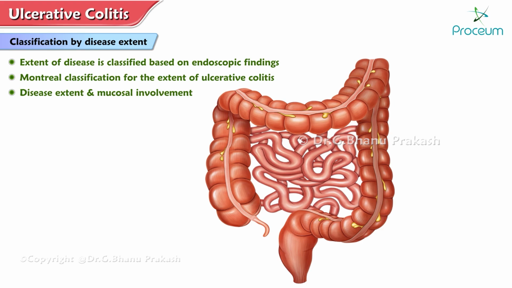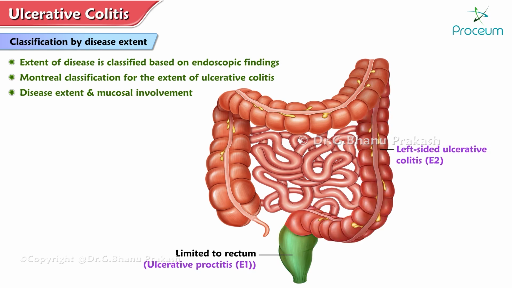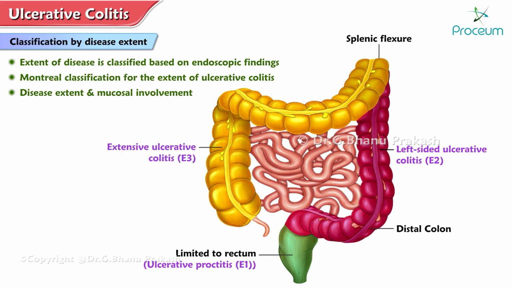Disease extent and mucosal involvement, limited to the rectum. Ulcerative proctitis, E1. Left-sided ulcerative colitis, E2. Limited to the colon distal to the splenic flexure. Extensive ulcerative colitis, E3. Extends proximal to the splenic flexure.